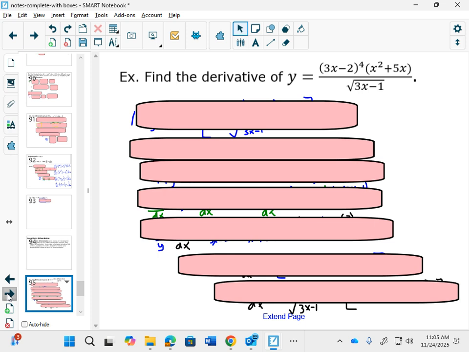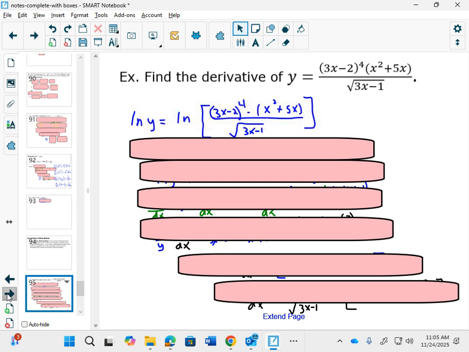But what we could do is take the natural log of both sides, because you have log laws for dividing, log laws for multiplying, and log laws for exponents. And using those log laws might take away some of your chain rule, some of your quotient rule items. So I take the natural log of both sides, and then on the right side, I start playing with my log laws.